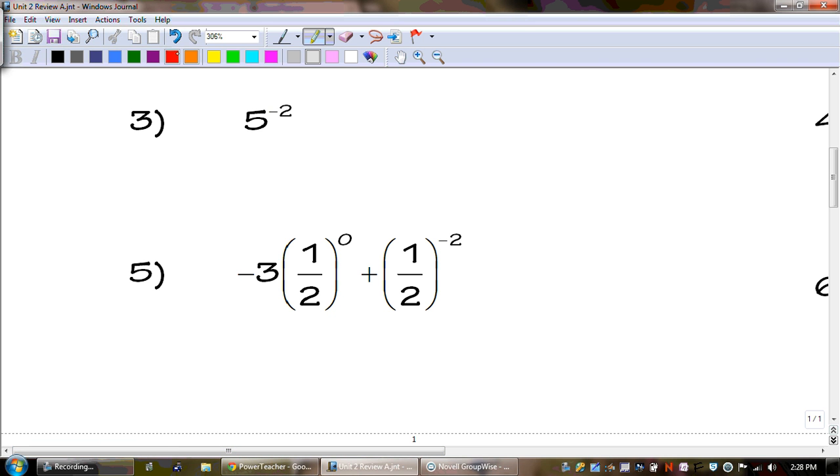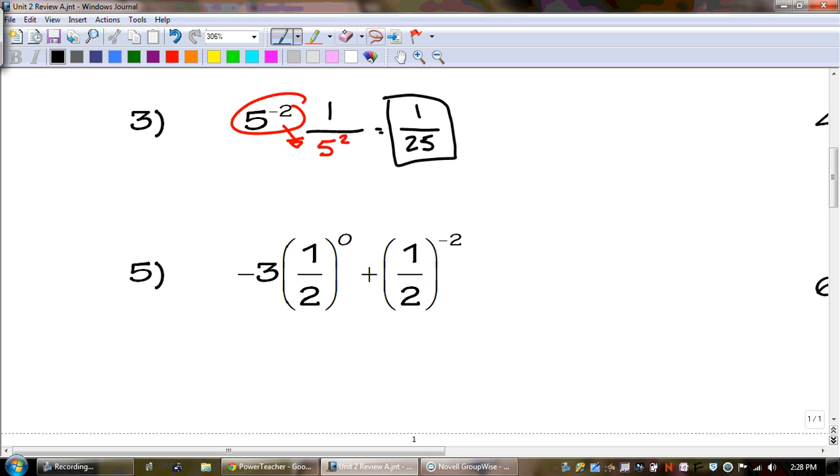All right, number 3. Remember, if your exponent's negative, we drop it like it's hot, even if it's all by itself. Because that 5 to the negative 2 turns into 5 squared, but it's on the bottom. So to prove that it's on the bottom, I'm going to put a 1 at the top as my numerator. And then 5 squared is 5 times 5, which is 25.